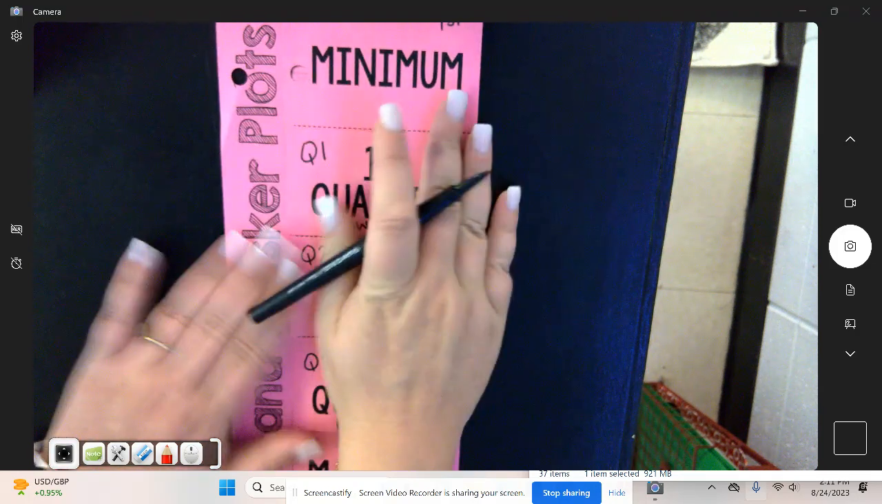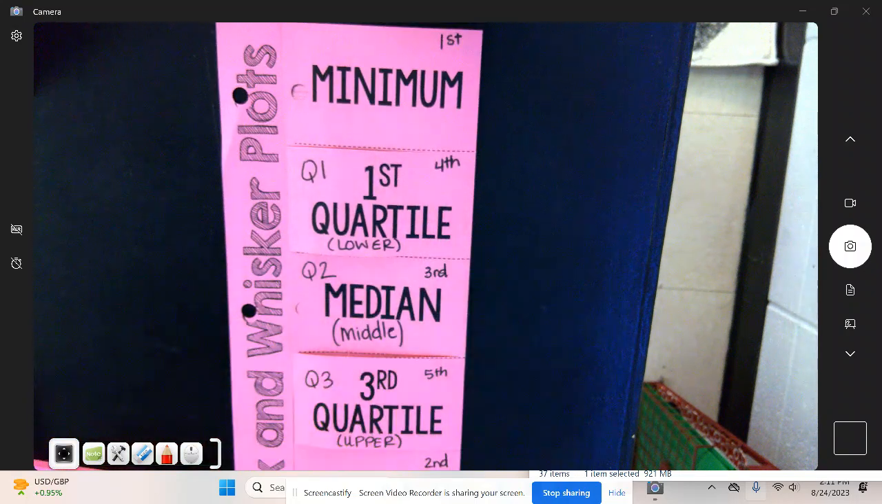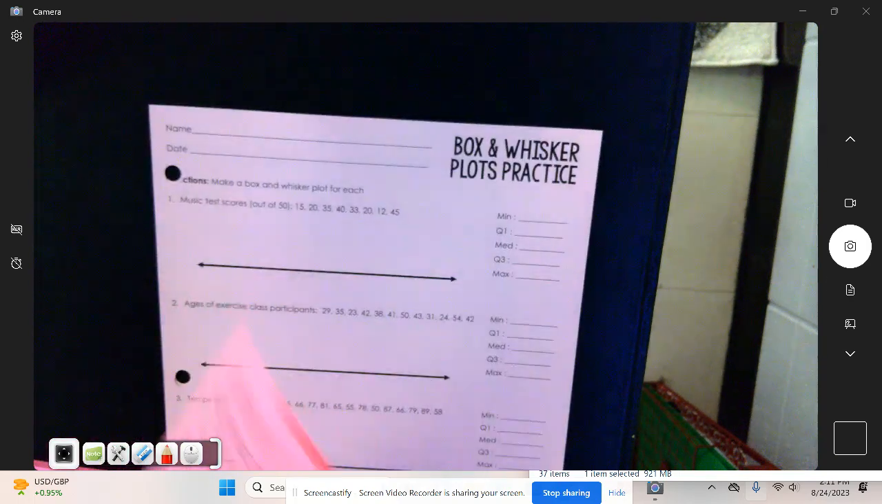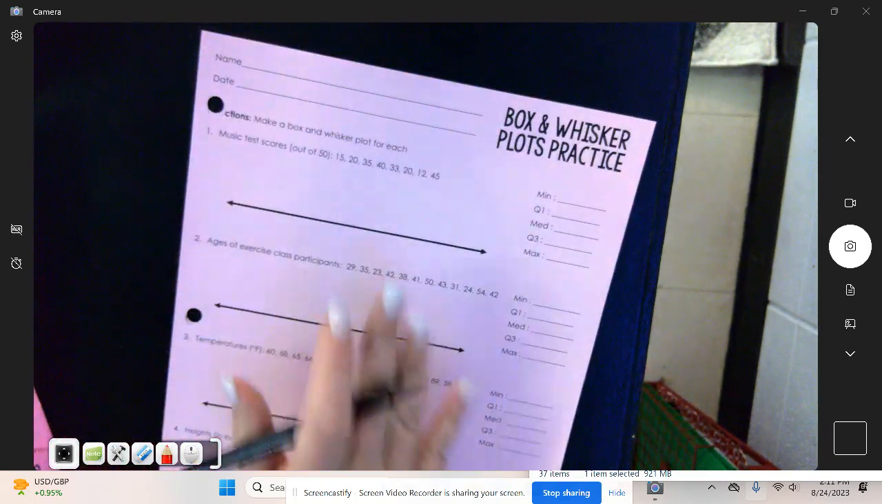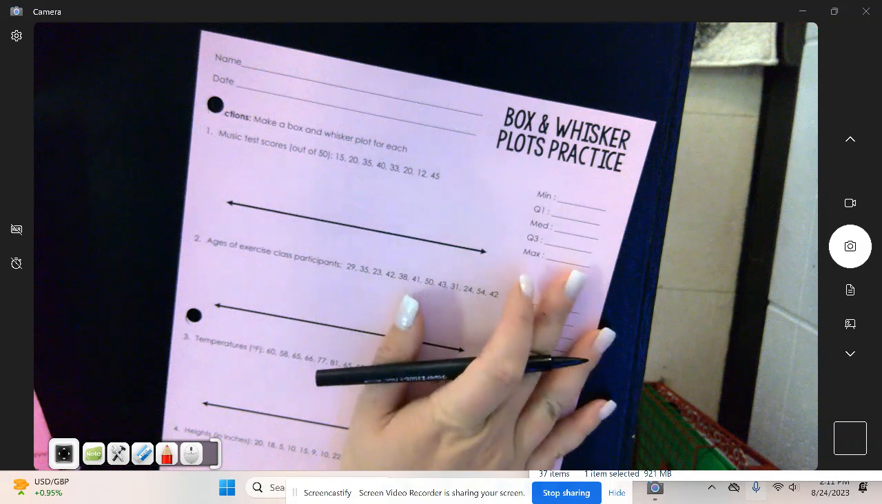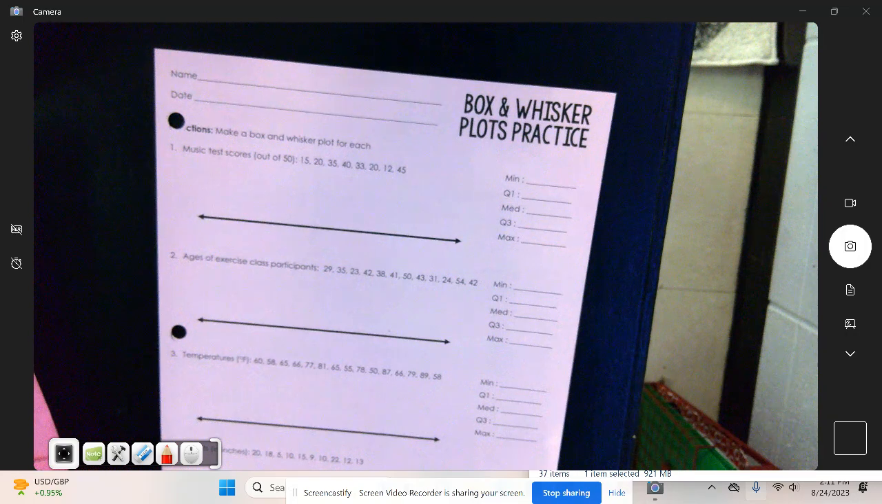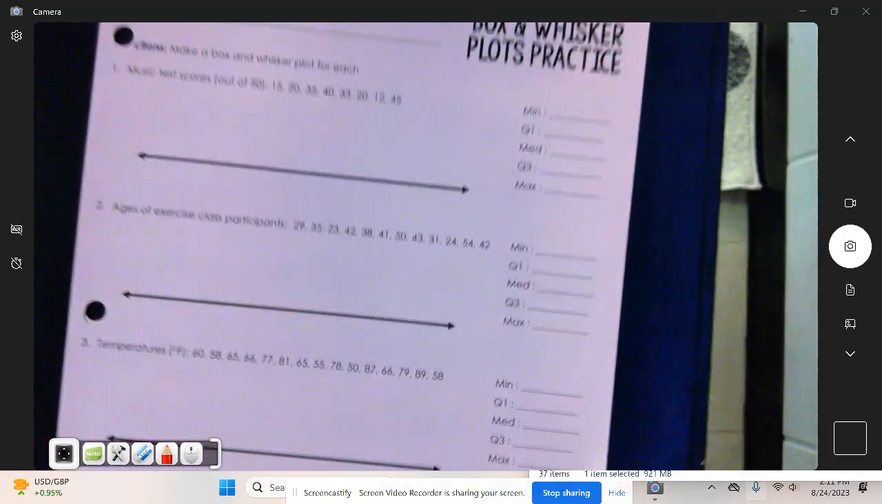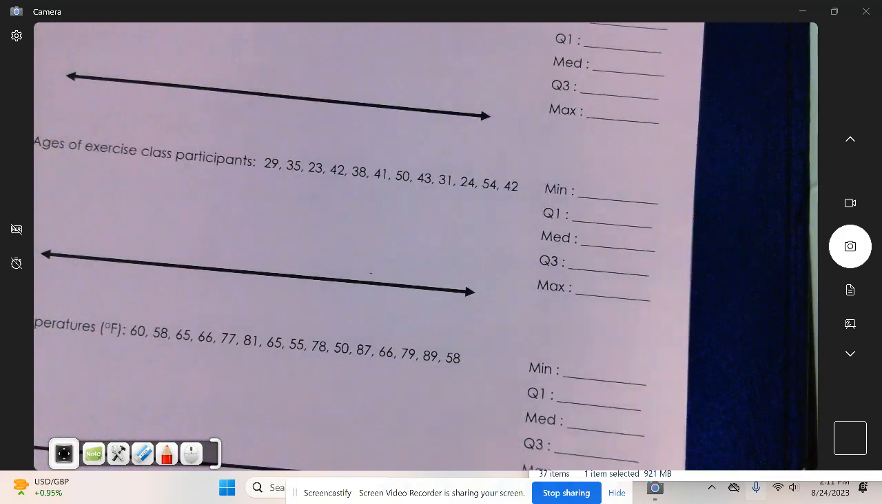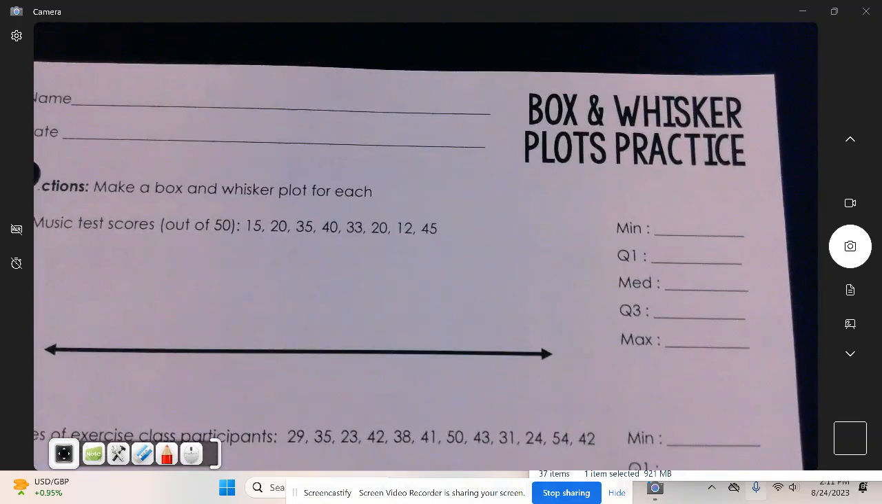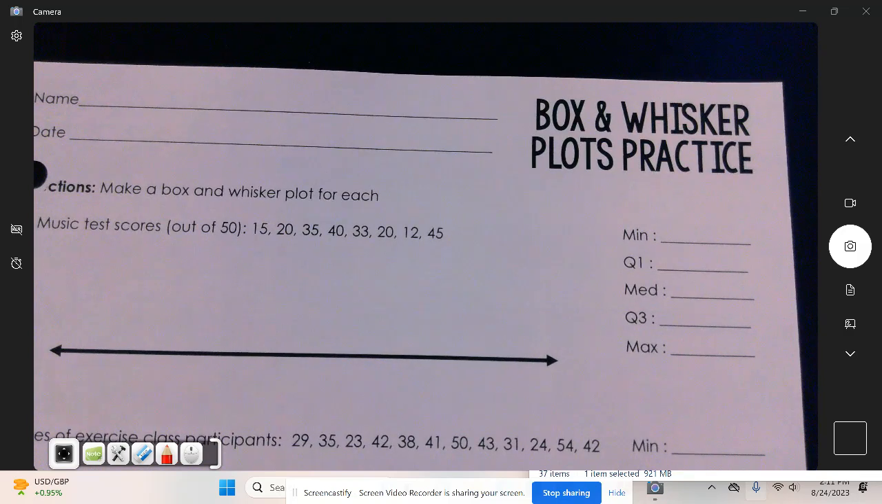All right, we're going to put that to the side, and we're going to look at our light pink paper here. So we're going to use our foldable to help us with our note sheet. Okay? All right, I'm going to zoom this in so y'all can see it a little bit better, hopefully. Okay. So off to the side here, we already have it: min, Q1, median, Q3, and the max, okay?